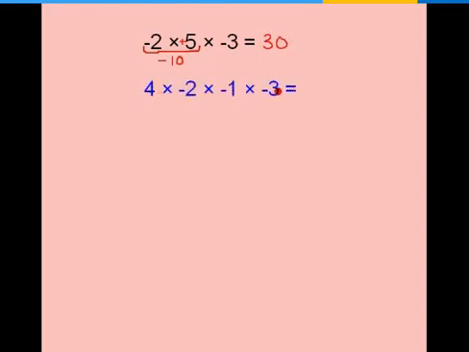Now for this question, we could see we've got 4 numbers. That's 2 pairs. We've got a pair here and a pair here. Now that I've started you off, press pause and finish it. When you're ready, press play.